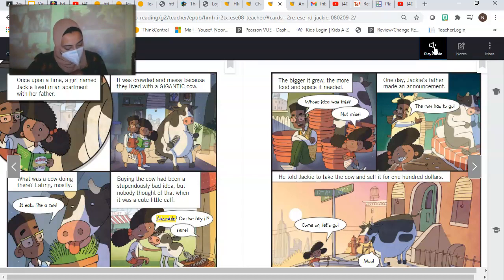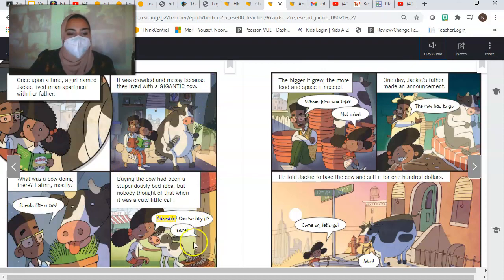Is this story told in first person or third person point of view? In third person, good job. The narrator is not in the story. The narrator uses clue words, her and they, to talk about the characters. Okay.